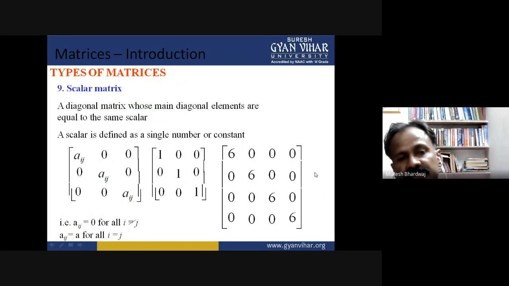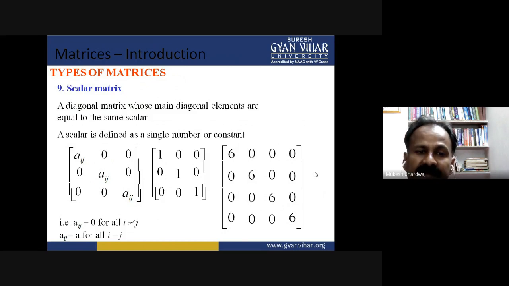Now the scalar matrix: a diagonal matrix whose main diagonal elements are equal to the same scalar. A scalar is defined as a single number or constant. So we can say that Aij equals 0 for all i not equal to j, and Aij equals a for all i equals j. So the principal diagonal elements a11, a22, a33 are the same.